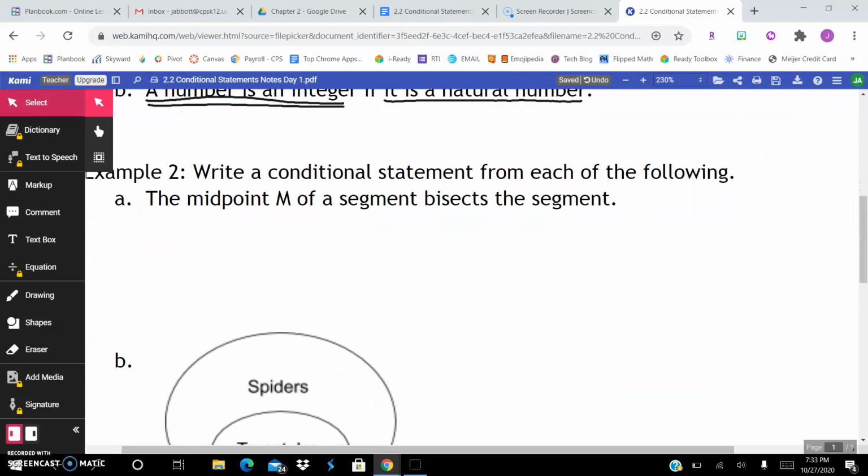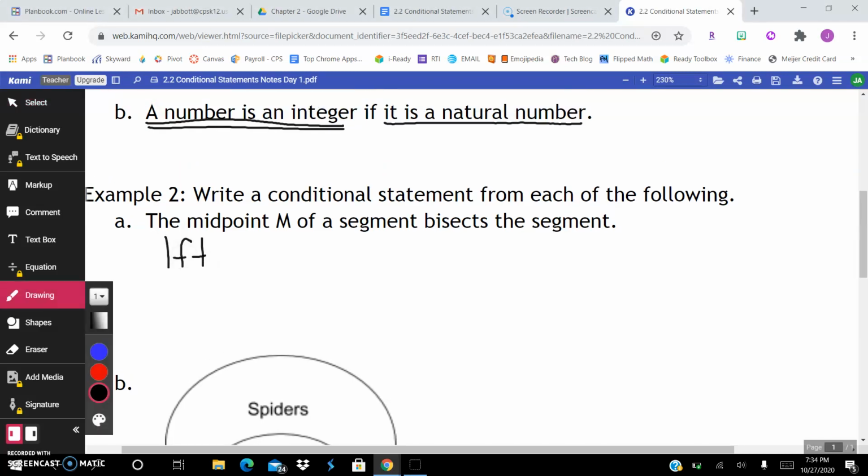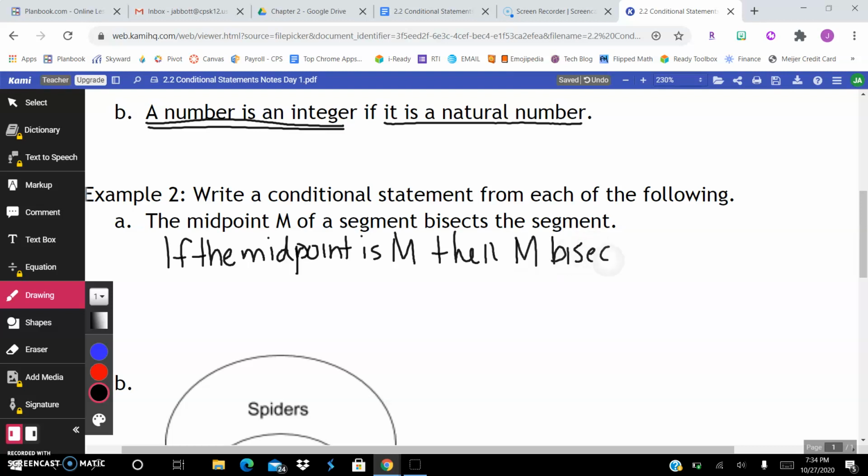All right, example 2 wants us to write a conditional statement from each of the following. Part A says the midpoint M of a segment bisects the segment. So we have to make an if-then statement out of this. We can say if the midpoint is M, then M bisects the segment.